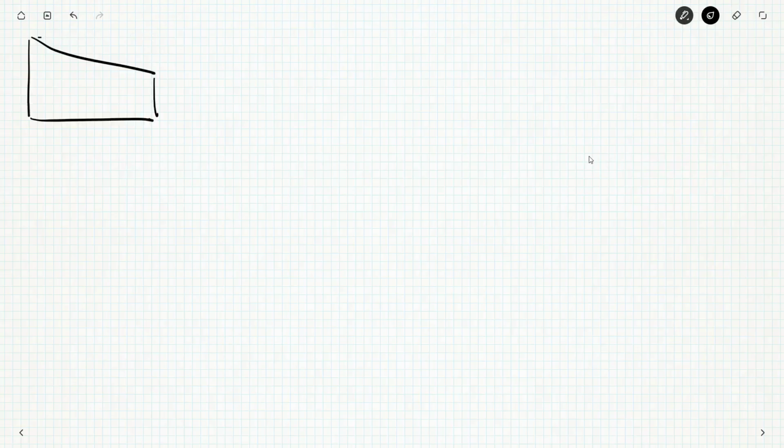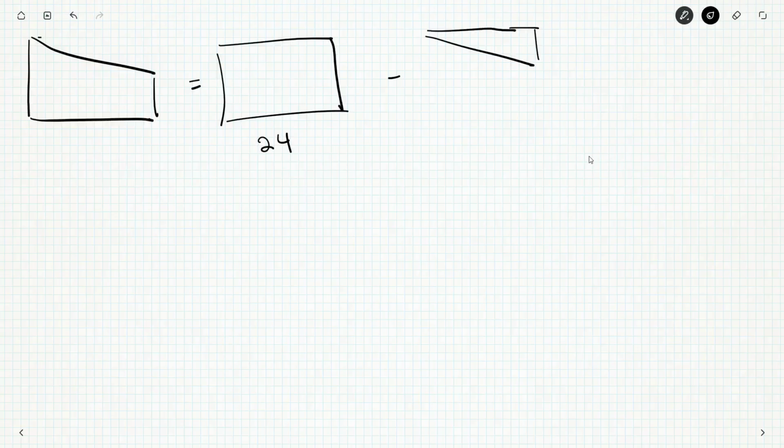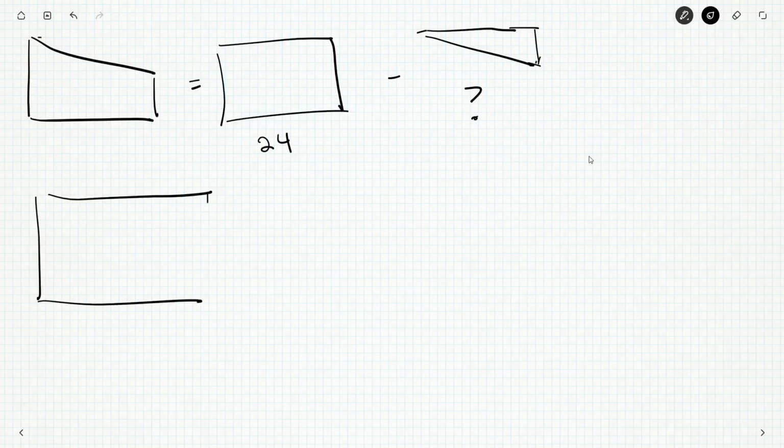So this area here is the big rectangle. And what do we know? Well, we know the big rectangle has area 24. And we want to subtract off this tiny little triangle here. Okay? And now that's the real question, what is this triangle's area? And I bet we're going to be able to get it in terms of the big rectangle. So we cut it in half to get T there. And that's what forms this triangle.